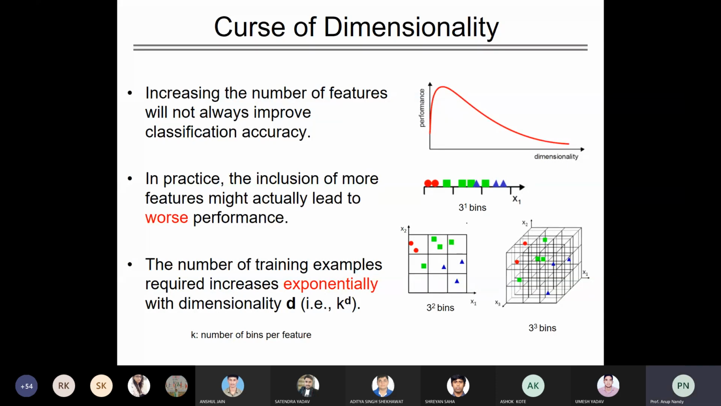Anyone? Any idea? So, unnecessary features that increase dimensionality. Mathematically, how do you understand that these features are called redundant features?